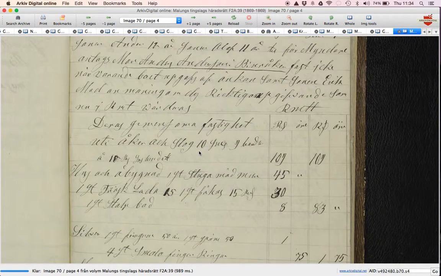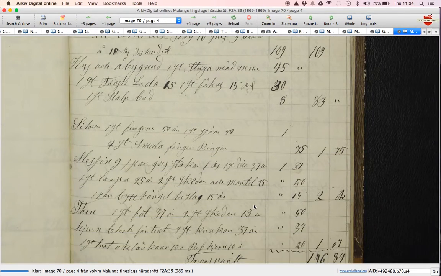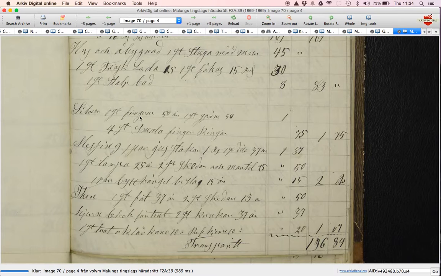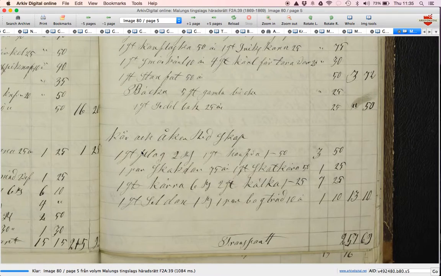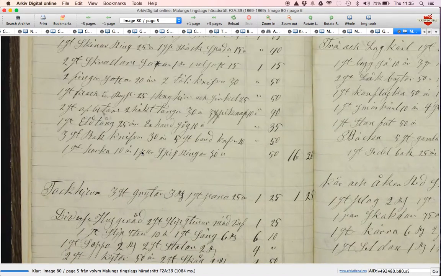So here you can see they had a building for 109 Swedish kroner. They had one cottage, I think, for 45. They had a barn for 30 and something more. And then you can see silver. They had one ring, I think. So nearly everything is mentioned in this document.